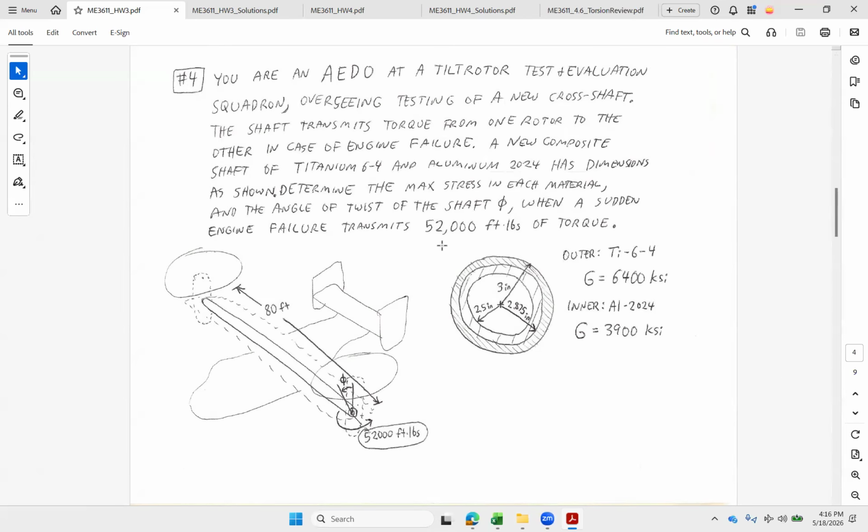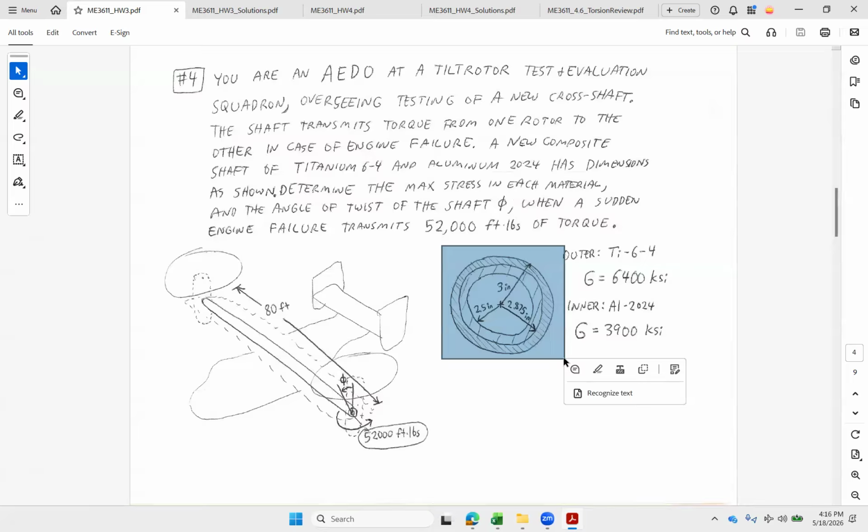And here's our chance to try out a composite cross-section problem. So we've got this cross shaft transmitting torque from one side to the other. If there's an engine failure, that's what the cross shaft's job is. And we're looking to try out a new composite material, a thin sliver of titanium 6-4 on the outside.